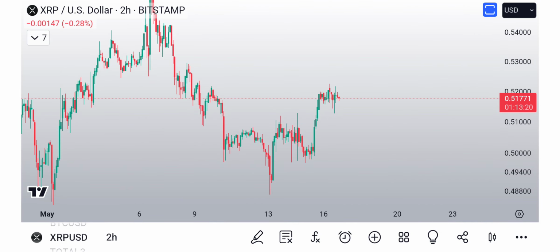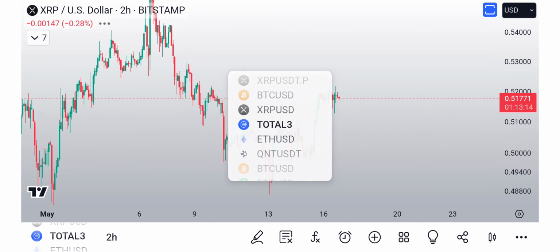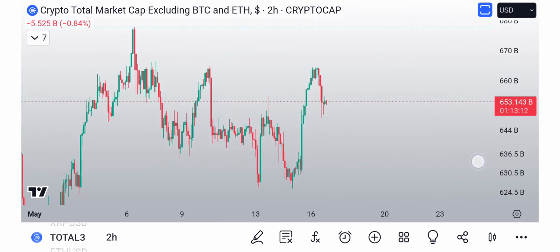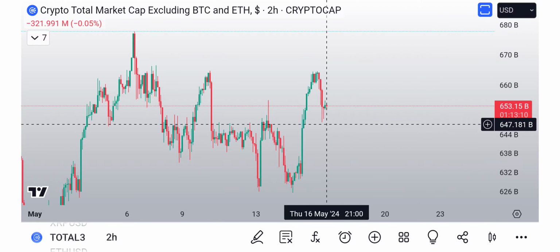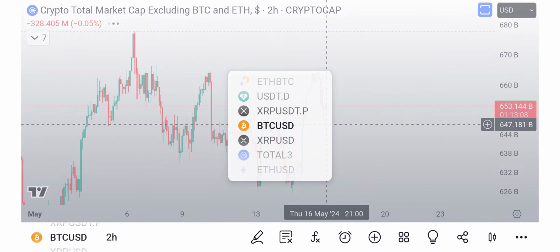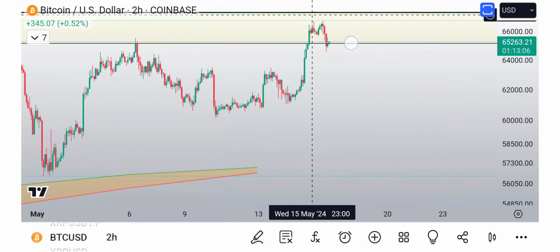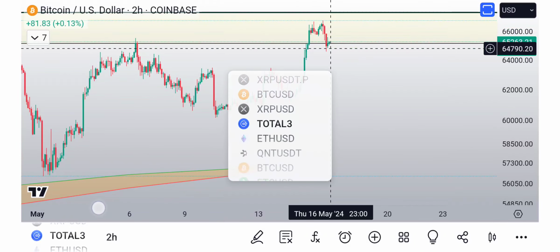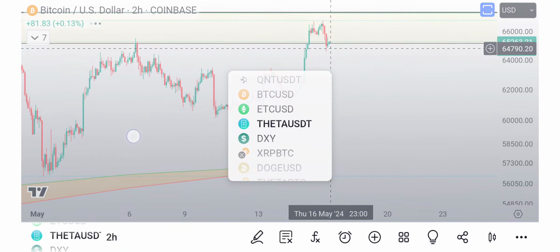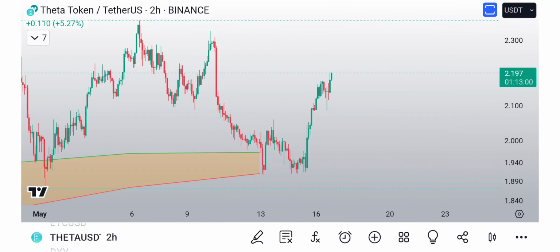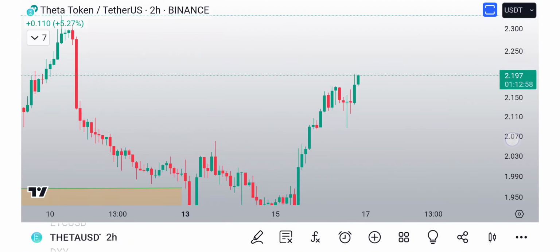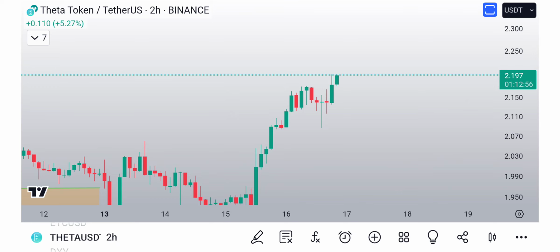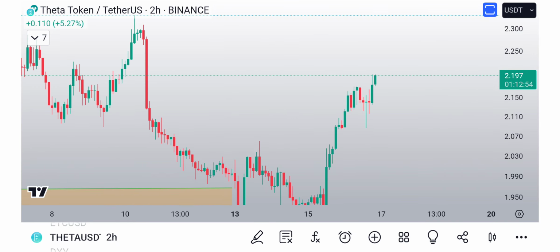So what's interesting though is we saw Bitcoin dump, but we saw Theta and XRP actually not. So look at Total 3, right? You can see the dump. Okay, now look at Bitcoin. You can see the red dump. Okay, now look at Theta. Where's Theta at? Right there. You actually see that sucker still pumping, right? So that's interesting, is it not?